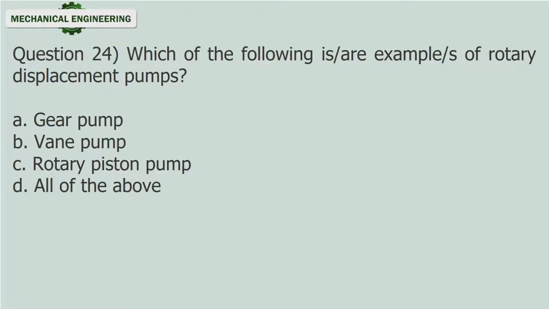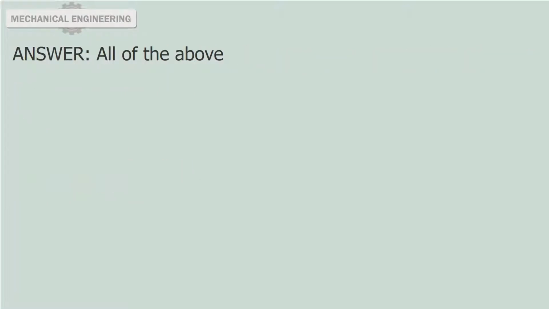Question 24. Which of the following is an example of rotary displacement pumps? A. Gear pump. B. Vane pump. C. Rotary piston pump. D. All of the above. Answer, all of the above.